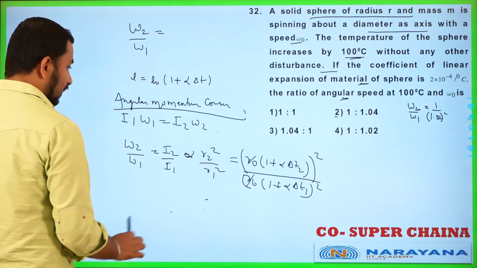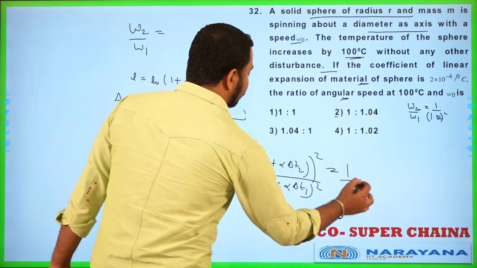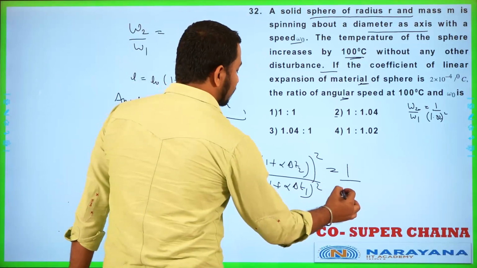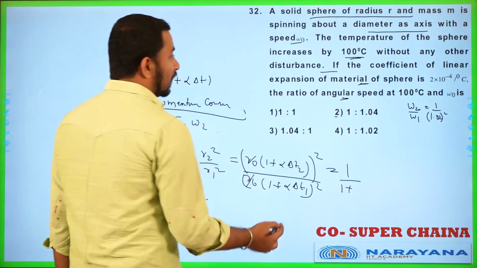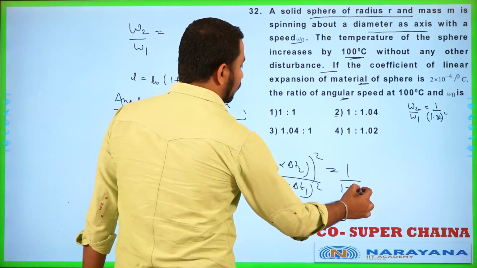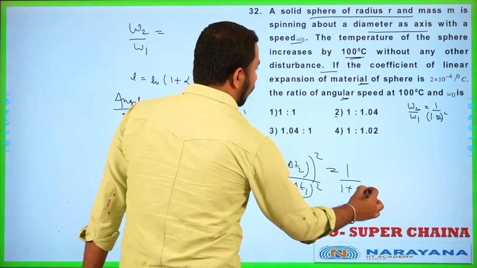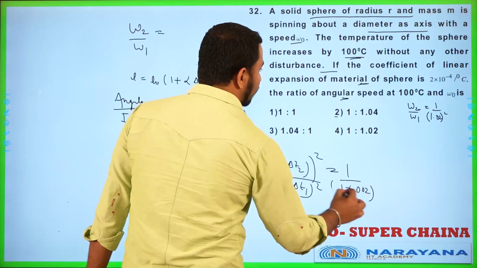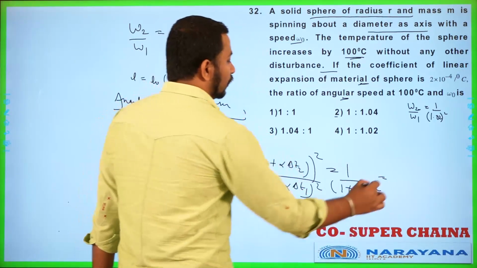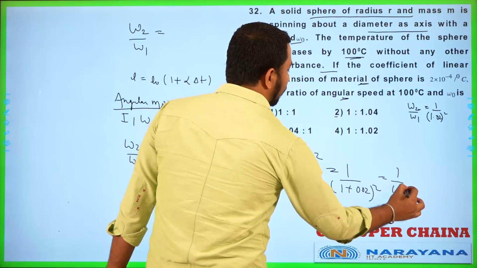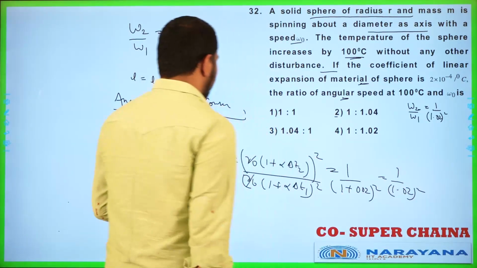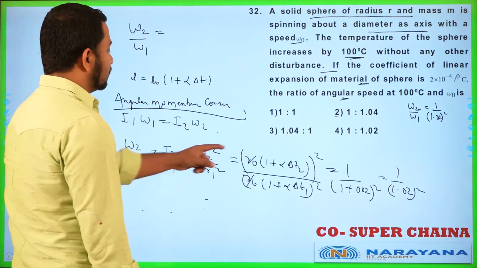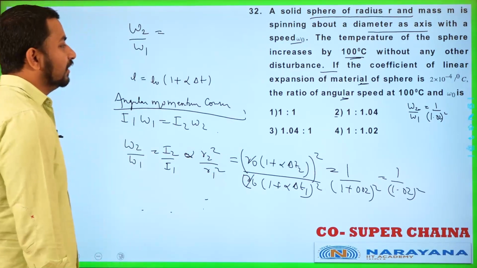So the first case, this will be our 1. This initially will be our 1, and this is the change which we are measuring. So 1 plus alpha delta T, just substitute the value here. 1 plus 0.2, whole square it will come. Okay, so this will come as 1 plus 1.0, whole square. Basically what we have done, this ratio we have taken the ratio.